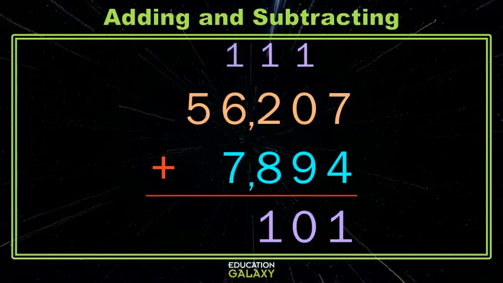6 and 7 is 13, plus the one we carried is 14, so that's 4 here and 1 to the neighbors, and don't forget your comma. Lastly, we have 1 plus 5, which is 6. You got it, right? Great.